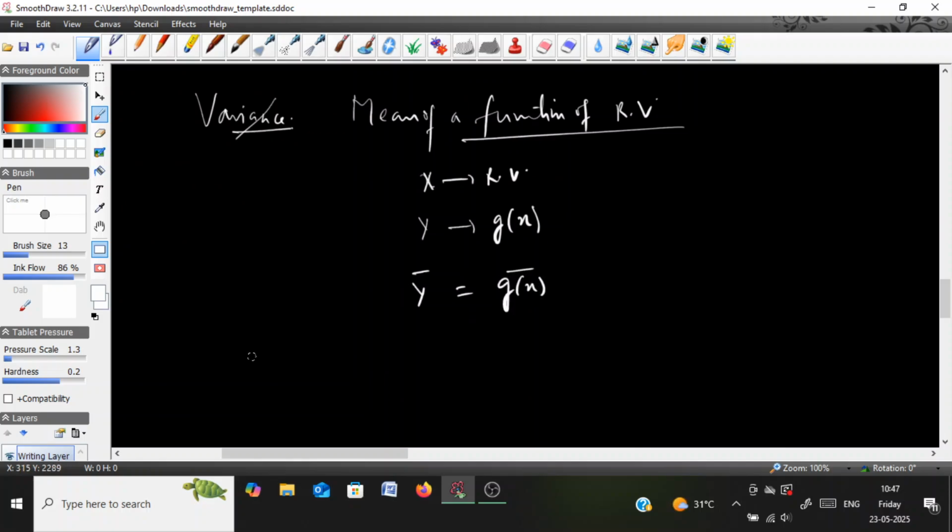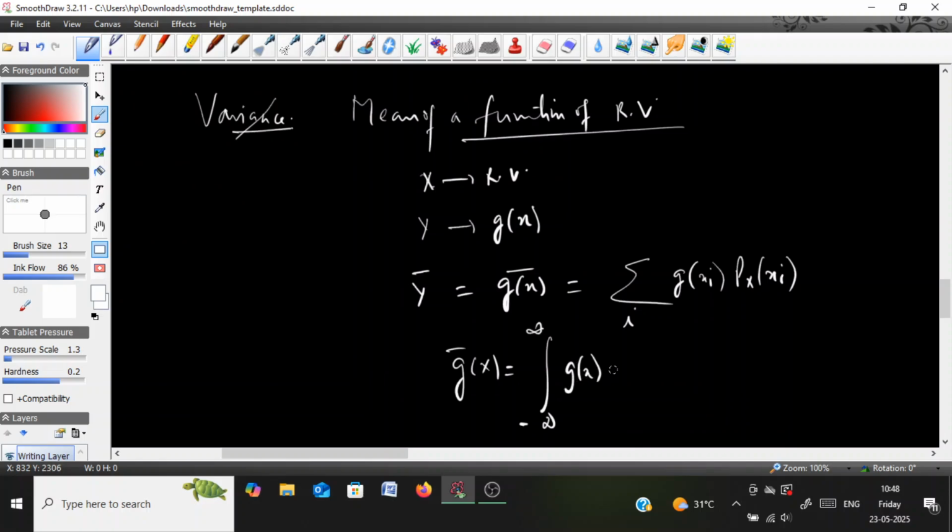or mean of g of x. So that will be simply given by the summation of g of xi into probability of xi, summation over i, or for the continuous case the mean of this function of a random variable will be the integral from minus infinity to plus infinity of g of x into p of x dx. This probability density function will remain the same.